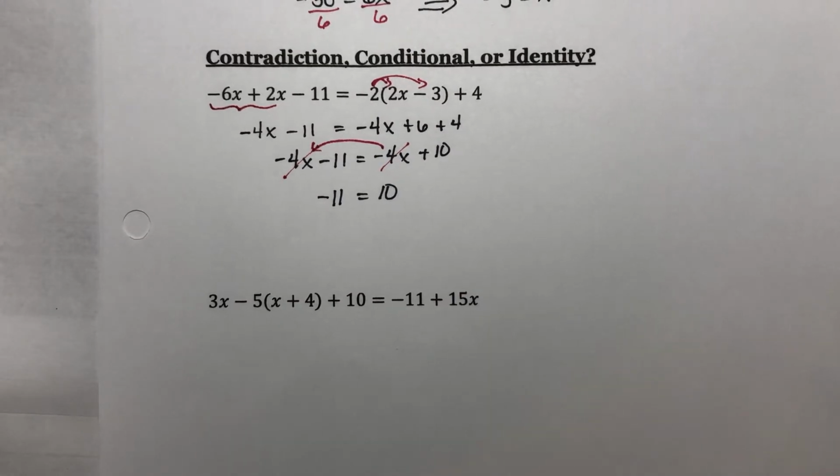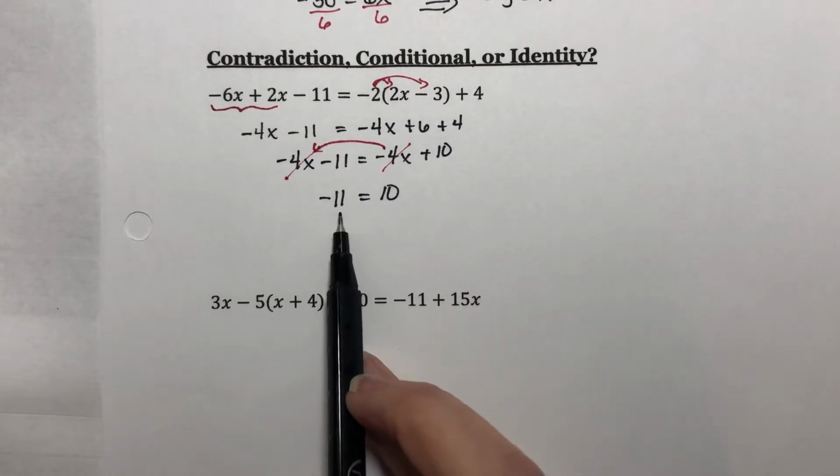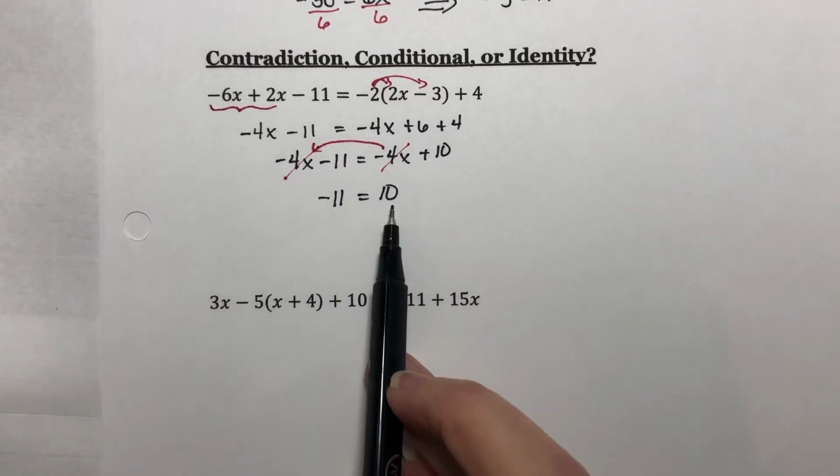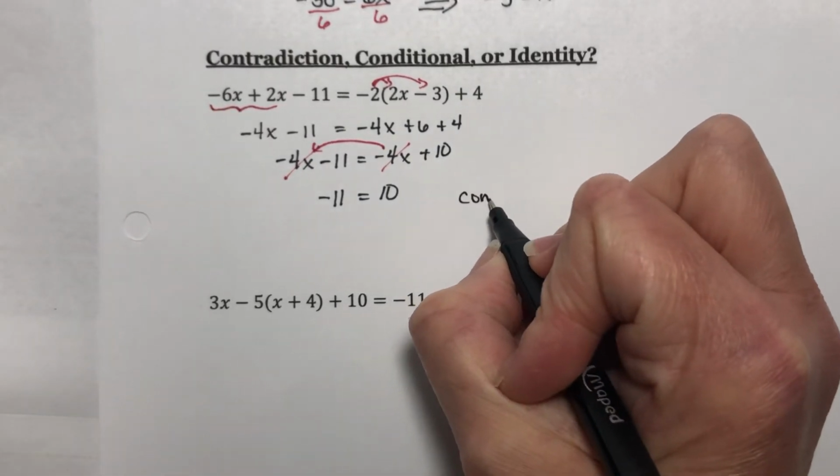Now your variables went away, so you have something kind of weird, and that's pretty much true throughout this course. What you need to ask yourself is, is this true or not? Is negative 11 equal to 10? Of course it's not. So this is a contradiction.